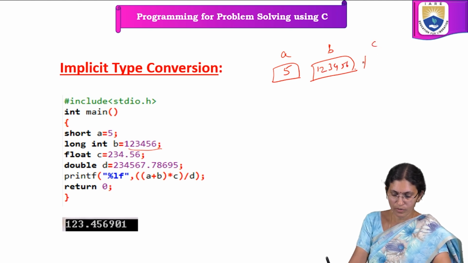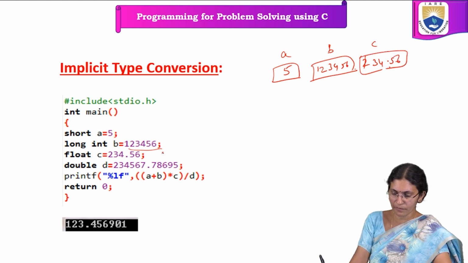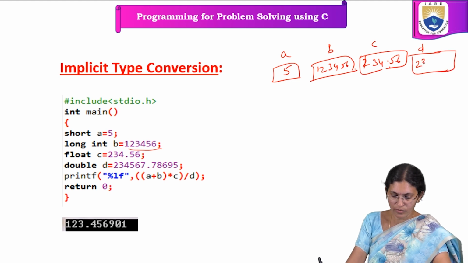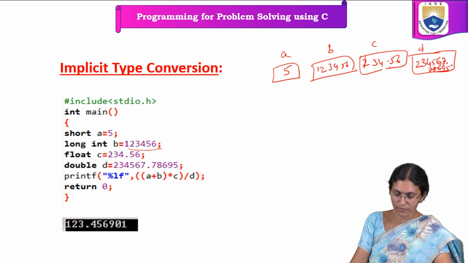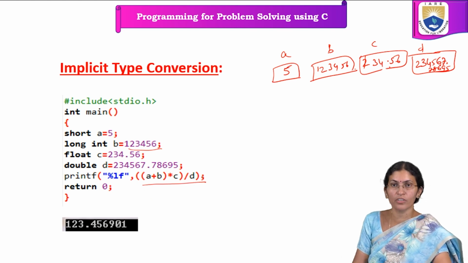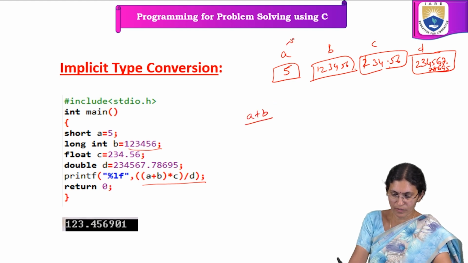c is equal to 234.56, which is a float type variable, and d is a variable which stores 2345678.695. Now this is the expression which we want to evaluate. In a plus b, the data type of a is short integer and the data type of b is long int.